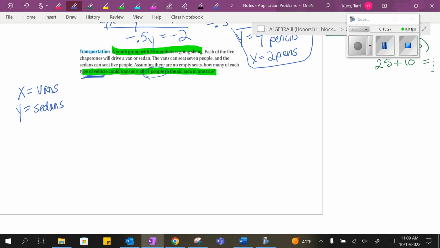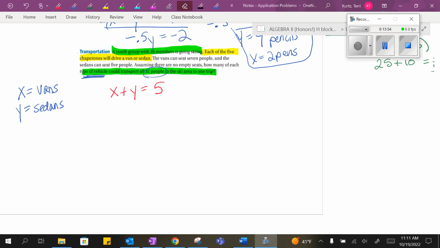Okay. So the first equation is about, we know that we only have 5 chaperones who can drive. So we need to know that we can only have 5 vehicles, right? Whether they're vans or sedans, we can't have more than 5 vehicles because we don't have enough drivers. So our first equation is going to be x plus y equals 5. Okay.